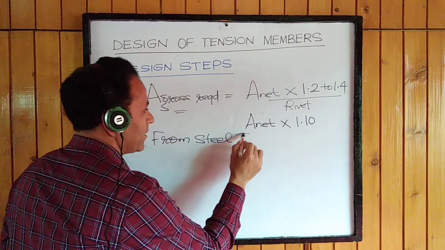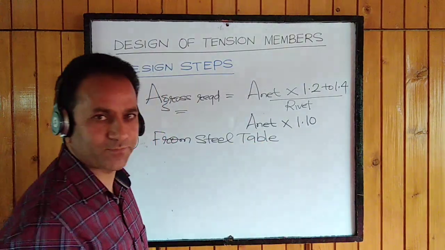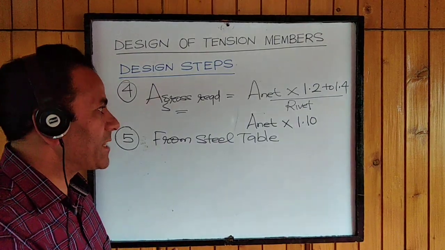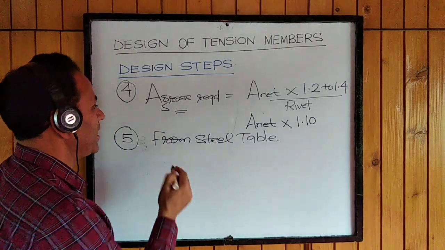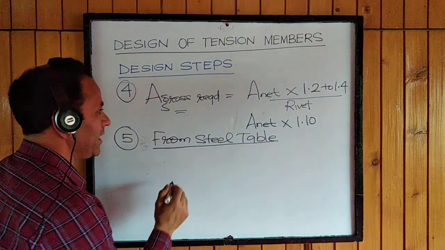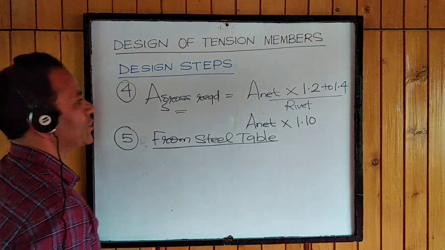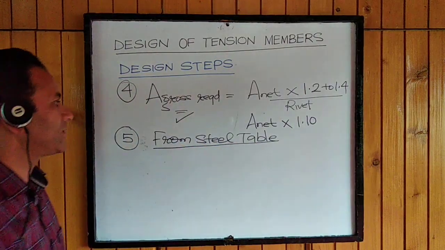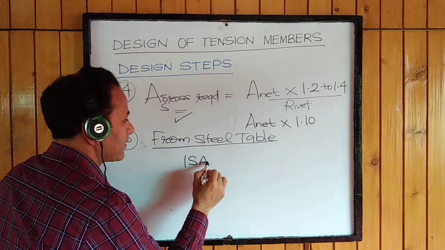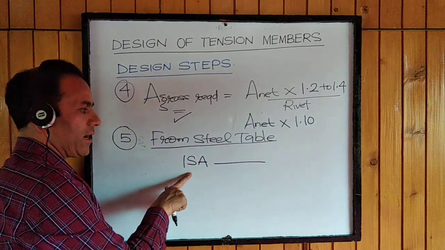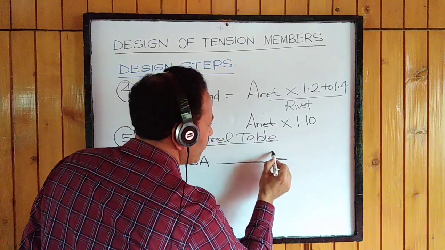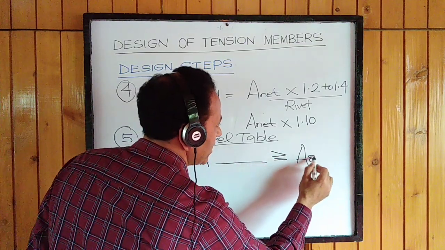From the steel table, we select a section as per the conditions given, whether single angle, double angle, channel, or a flat, whatever we have to follow. In respect of that, we select a section from the steel table corresponding to the gross area we have already obtained. Say, for example, I have to select an ISA of some designation. The area of this angle section should be equal to, or more than, the gross area required.